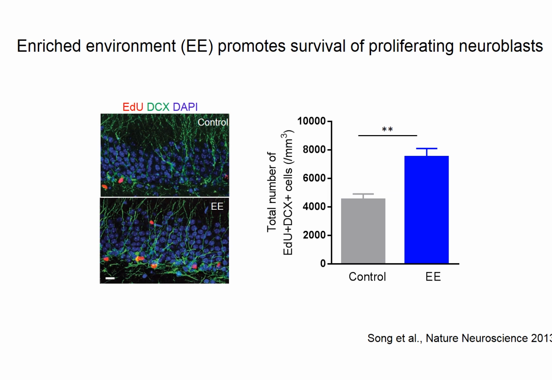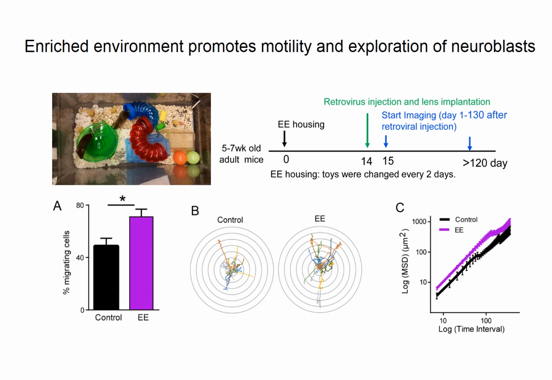So we subjected animals to enriched environment for 2 weeks before we did retroviral injection and the lens implantation for imaging. And interestingly, what we see here is that in a field of view, a significantly higher percentage of cells migrate compared to the normal housing condition. And also enriched environment seems to increase the exploration of these migrating cells. You can see these 2 graphs here, and the enriched environment really seems to increase the cell motility and the cell migration.